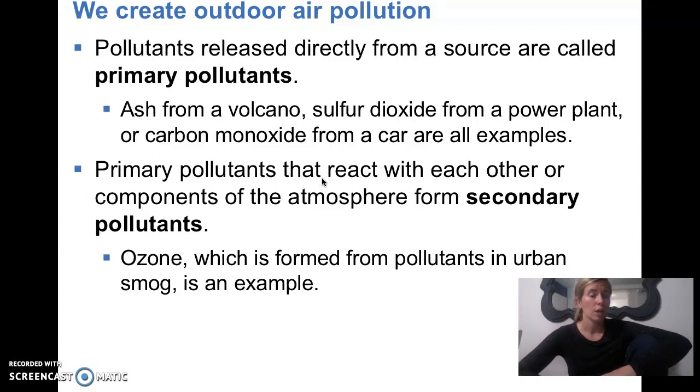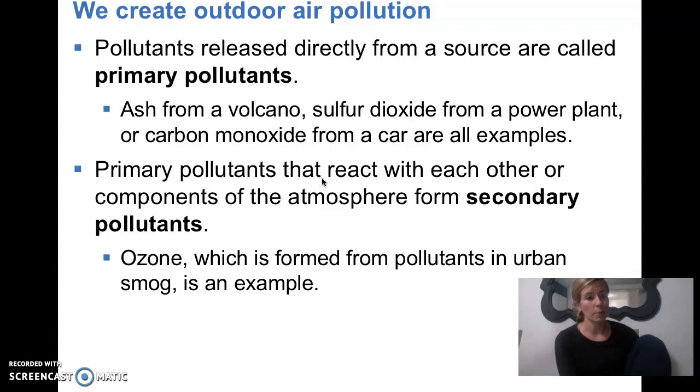Secondary pollutants occur when primary pollutants have been released and they react with each other and components of the atmosphere to form secondary pollutants. So ozone is a positive thing, which we learned about. It's positive if it's in the stratosphere, but it's a pollutant if it's in the troposphere, and that is because it's formed from pollutants in urban smog. So that's a secondary pollutant. Ozone isn't released from anywhere, but it reacts with stuff in the atmosphere to get made.